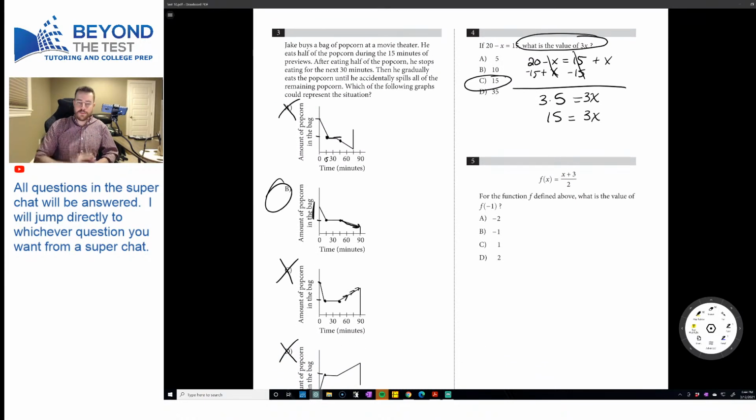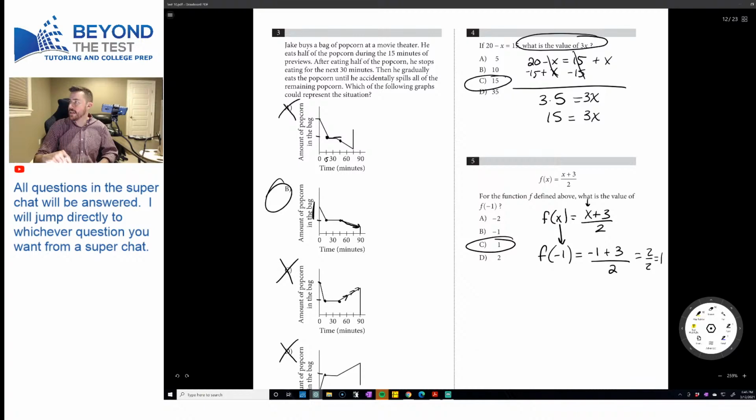All right, then we have question 5 here. For the function f defined above, what is the value of f of negative 1? Again, I'm just going to rewrite this. F of x is x plus 3 over 2. So if we're looking for f of negative 1, all that means is we replace x with negative 1. So we get negative 1 plus 3 over 2. 3 minus 1 is 2. 2 divided by 2 would very simply just be 1. So that's going to be choice C here.